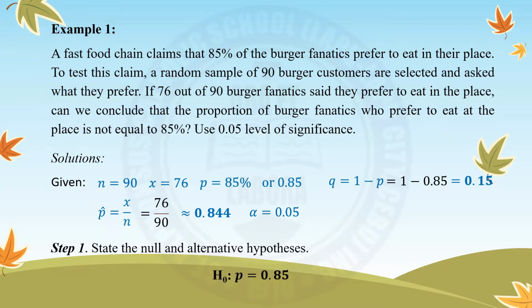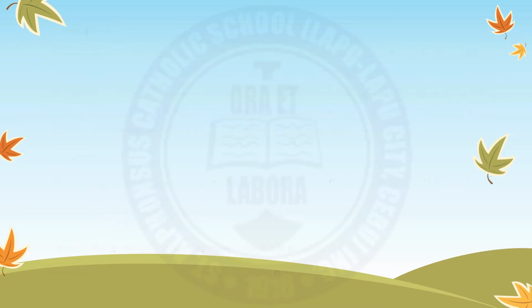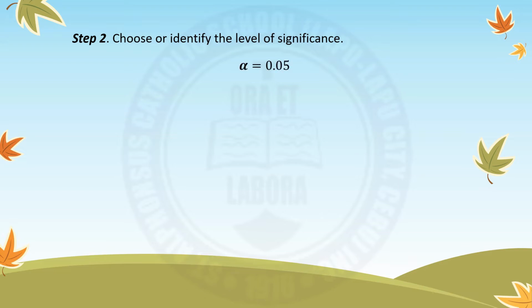So our null hypothesis is P is equal to 0.85 because this is the percentage population of the burger fanatics that prefers to eat in their place. And the alternative hypothesis is P is not equal to 0.85. For step 2, choose or identify the level of significance, and it is equal to 0.05.